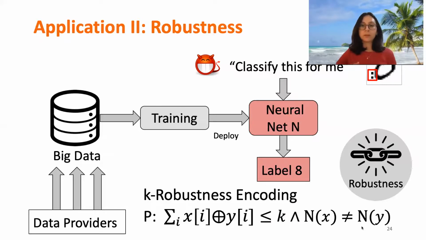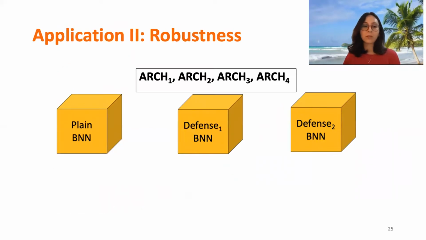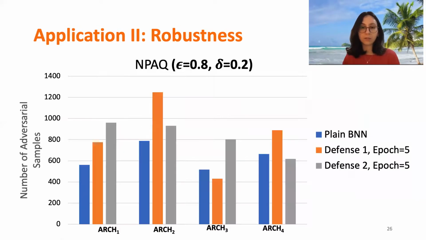Here I remind you that we are dealing with binary input features, so actually the pixels are -1, 1. That's why we can directly encode it like this with XORs. Now we can actually compare models. Here we took plain binarized neural networks, and we used 2 different defenses to harden them. And we asked which neural network has fewer adversarial examples among these 4 models and their hardened versions.